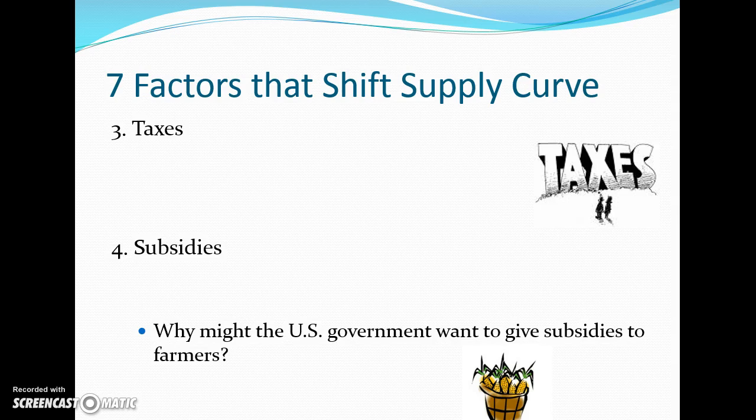The third factor that shifts the supply curve are taxes. Taxes add to the cost of making a product, and so when you add to that cost, you're going to want to produce less because you're making less per unit. Yes, less per unit that you produce. So taxes will actually decrease the supply.